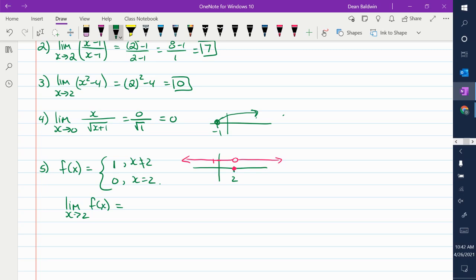At 2, it drops down. I don't care what happens at 2. All I care about is what number are you getting closer to? Okay? So this limit is 1. That's, I think, the hardest thing for students to understand, is it's what are you getting closer to, not the value at that point. All right.